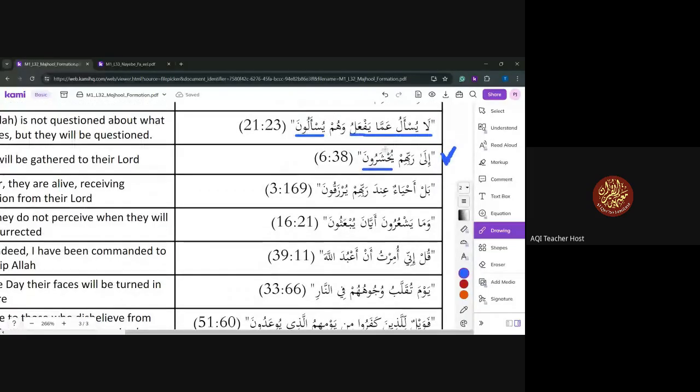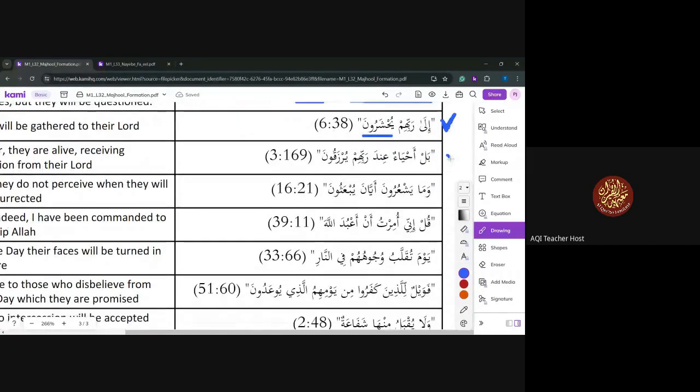So how did you understand it's a Mudari Majhul, just for the other students as well? Because of the pattern, because of the dhamma in front. It's on the pattern yu'alu. Yuhsharu. Great. What is the naib fa'il? There must always be a naib fa'il, either visible or hidden. It's hidden. Which one is the hidden naib fa'il here? Huwa.